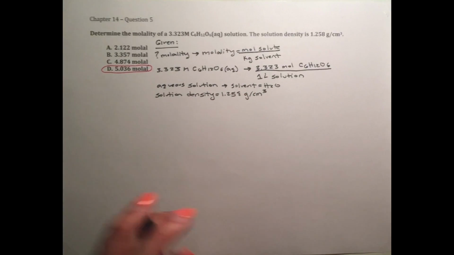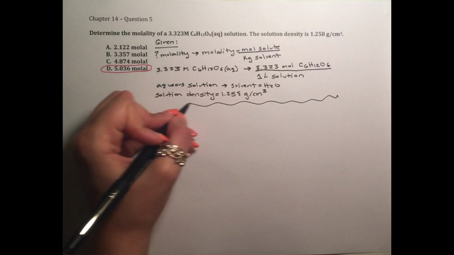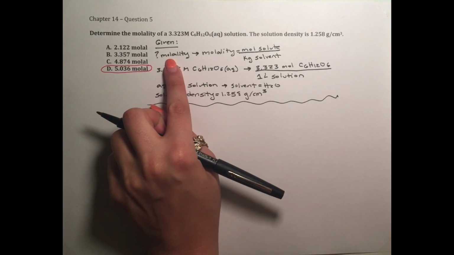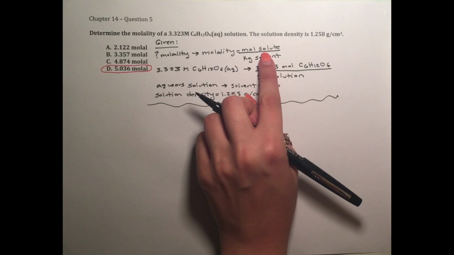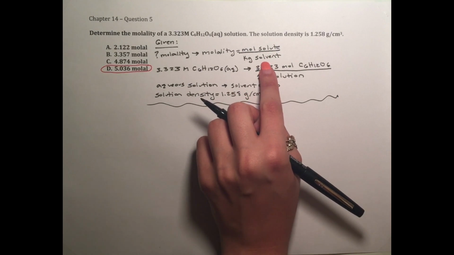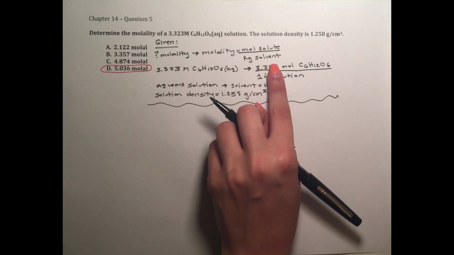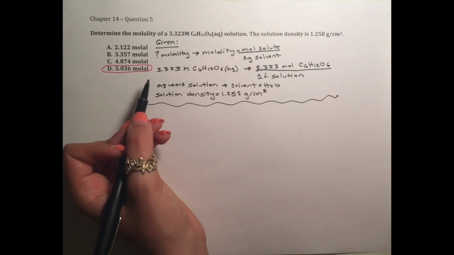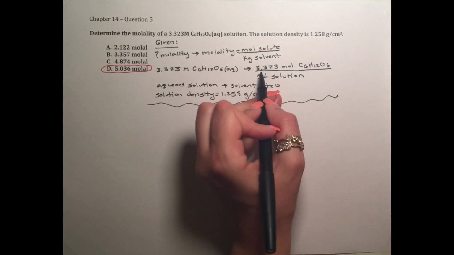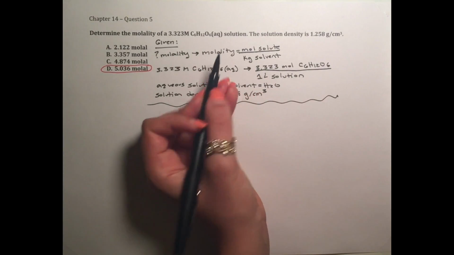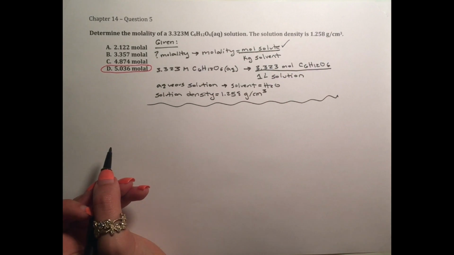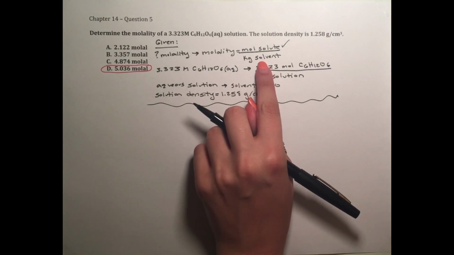Alright, so let's just separate this from the work we're going to do. Now, where do we begin? Well, let's start with what they're looking for. What is molality? Moles of solute versus kilograms of solvent. If we can find these two things, then we can solve. So, what are the moles of the solute? Well, we were actually given the moles of solute. We were told we have 3.323 moles for 1 liter. So we're all set there. They cut our work in half. Now we have to find kilograms of solvent.